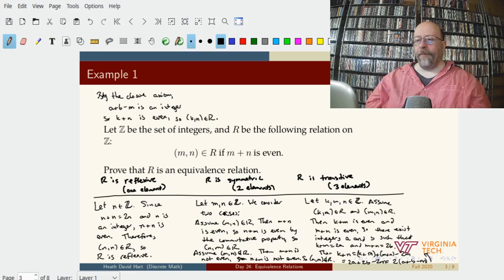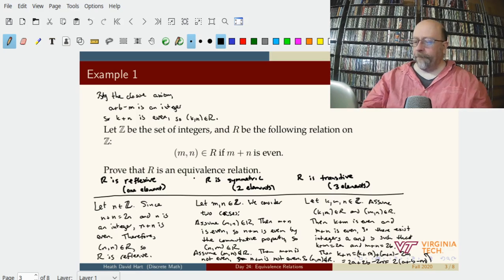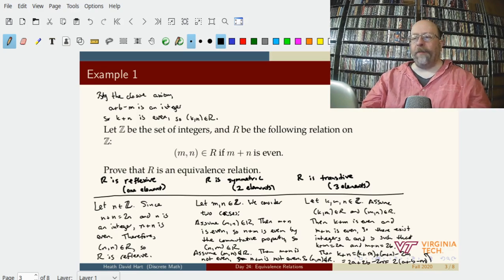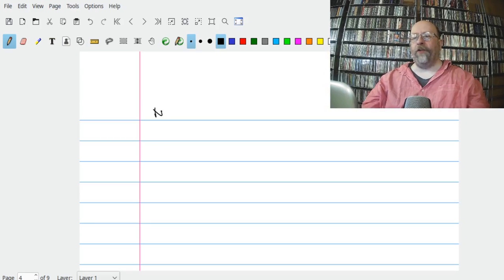And so that's the things that we have to show to prove that we have an equivalence relation. So we've seen a couple of examples of equivalence relations. What are some examples of things that are not equivalence relations?